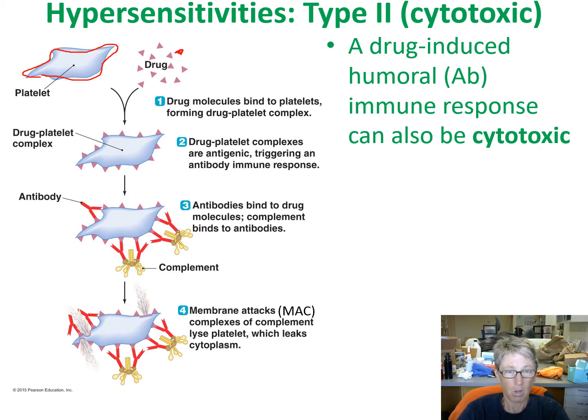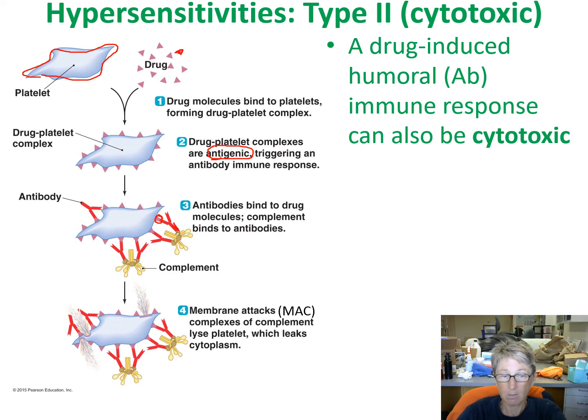And now this drug platelet complex is antigenic. So that means these purple triangles look like antigens to your immune system. And you'll generate antibodies against them. So now the antibodies will bind to the drug of interest, which now looks like an antigen. So an antibody is binding an antigen as usual. And then as usual, complement will bind to this Fc region of the antibody.